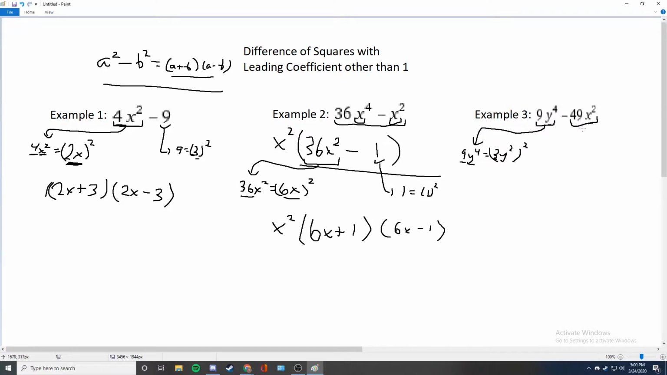Now 49x squared, that'll be equal to 7x, the whole thing squared. So this the 3y squared and the 7x will be our two terms for this one. So we'll have 3y squared plus 7x and 3y squared minus 7x. And neither of these terms can be factored anymore, so this will be our final for this one.